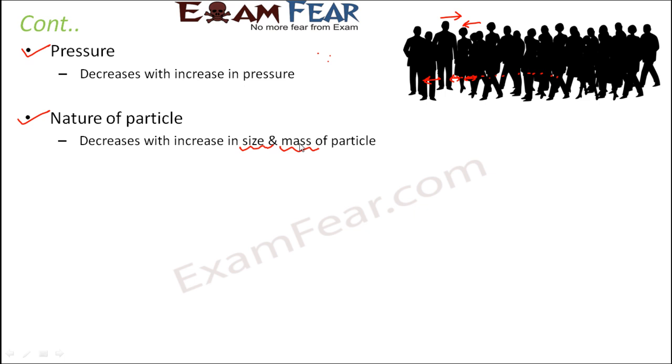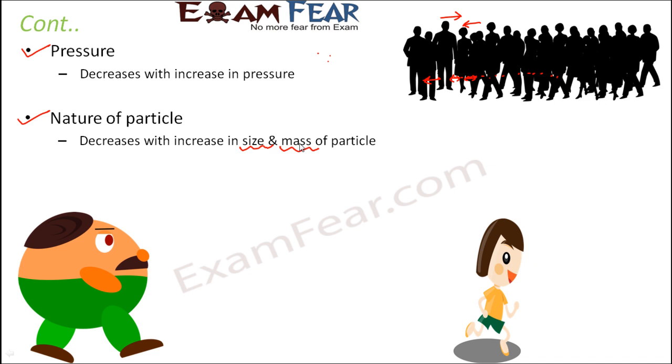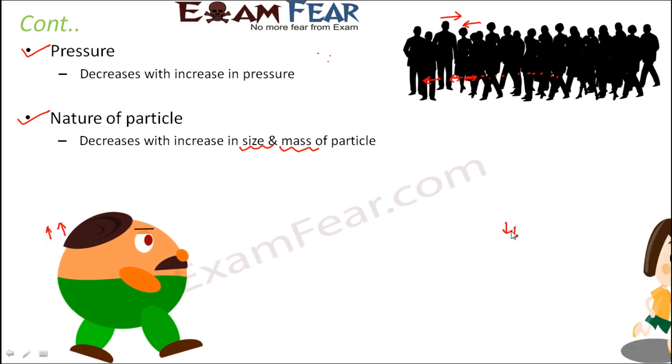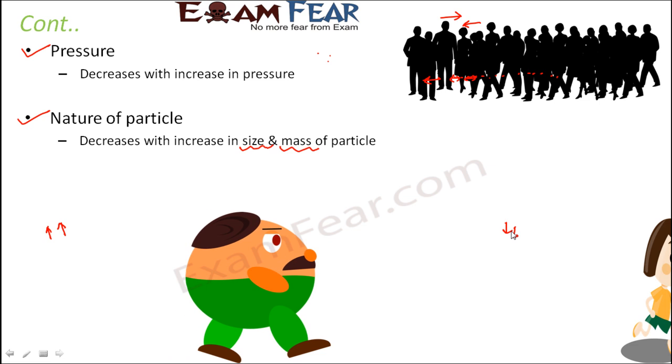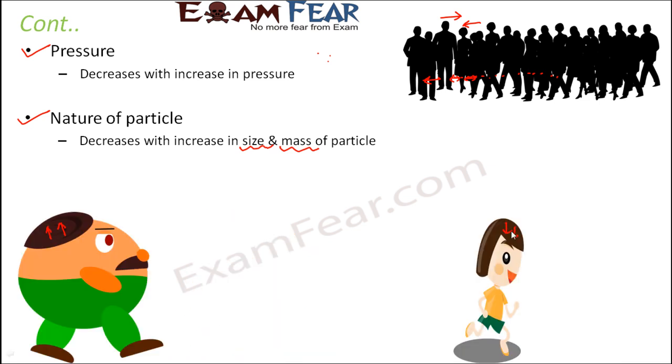For example, if there are two persons, one is a very fat person whose size is very high and mass is also very high. On the other hand, you have a little girl whose mass is very small, whose size is also small, right? Now, if you ask both of them to participate in the same race, you have asked both of them to run. What would you see? You would see that this little girl runs quite faster, whereas the fat man takes a long time even to move from one point to another. So as the mass increases or as the size increases, mobility of the particle decreases.